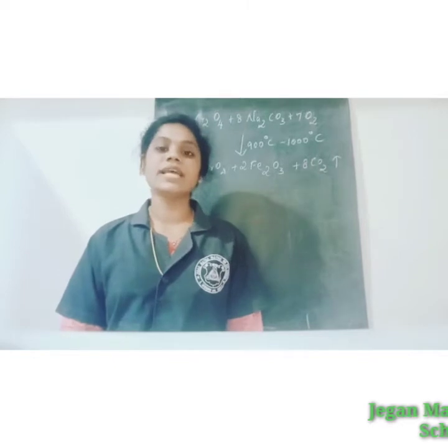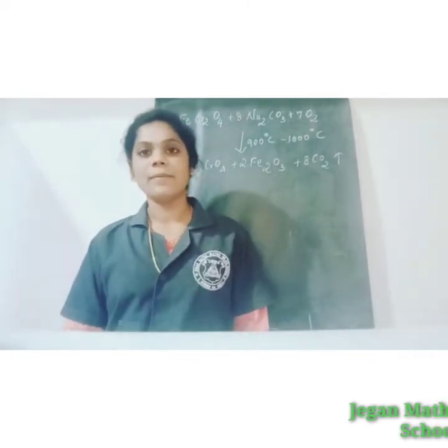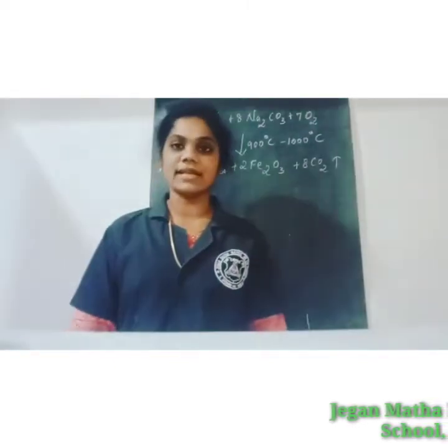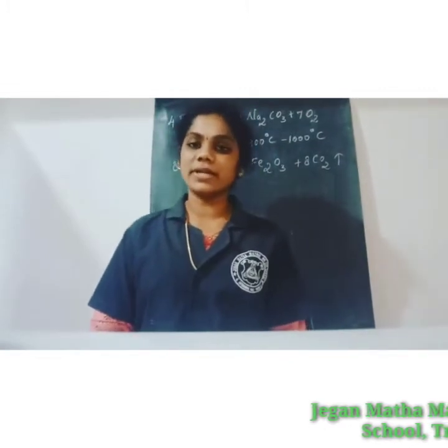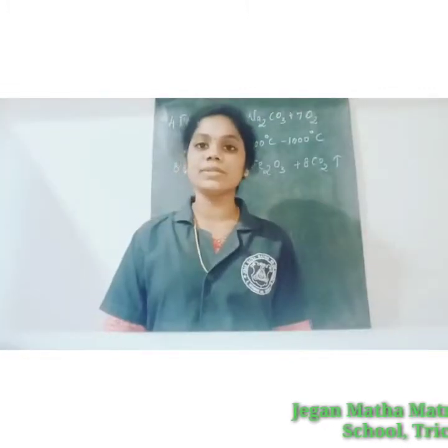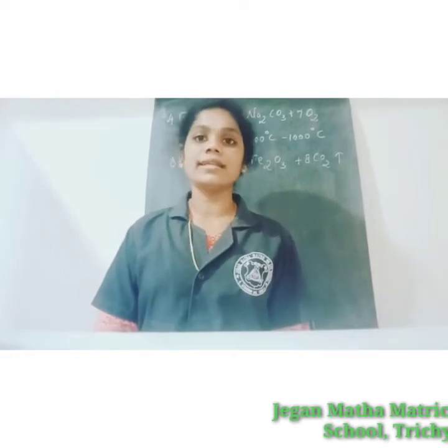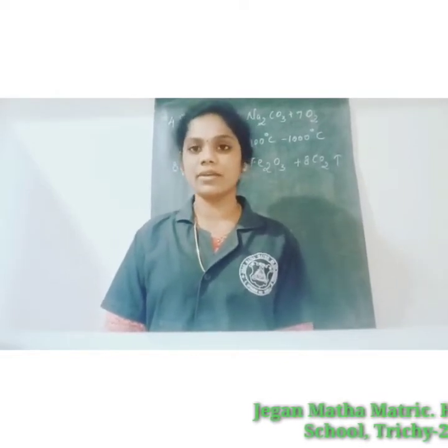Hi students, in today's session I am going to explain the preparation and properties of potassium dichromate. The formula for potassium dichromate is K2Cr2O7. Okay, let us see the preparation of potassium dichromate.